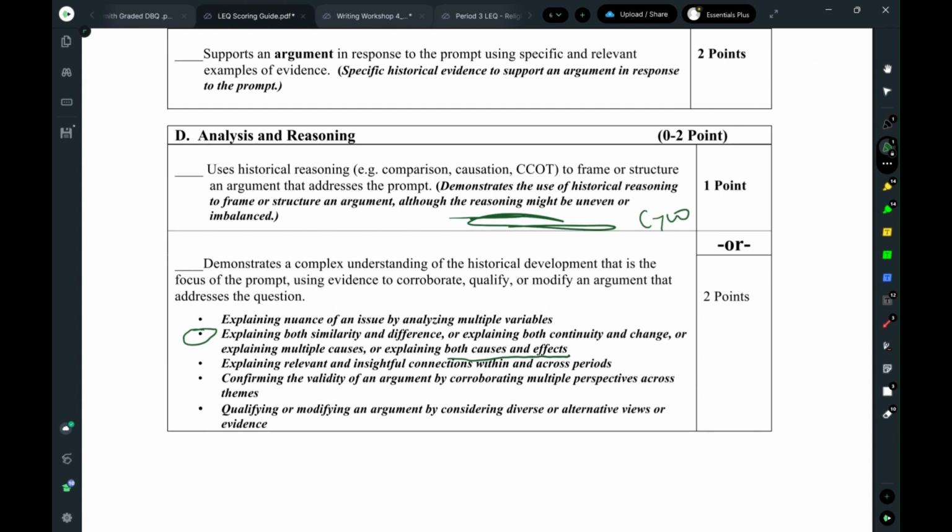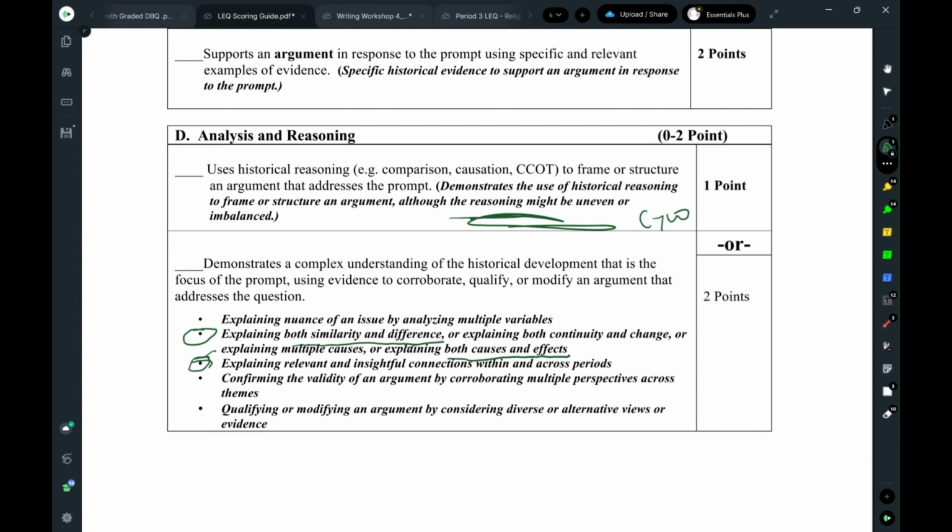If it asks you the similarities and you give me a paragraph on differences as well, then you're explaining both similarity and difference, right? So that's a good one to do. And then this one is the other one I think is relatively easy to get. We call this the unicorn point because it can be difficult. Explaining relevant and insightful connections within and across periods. That's the so what thing.